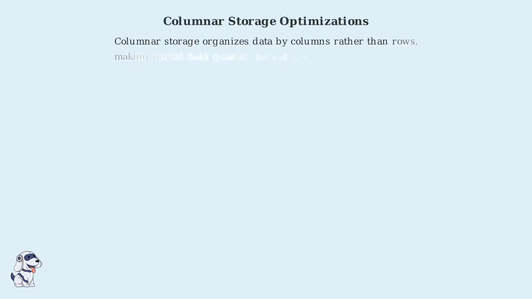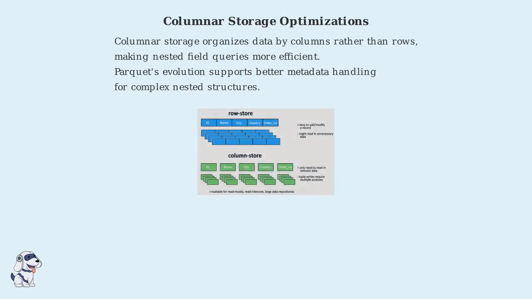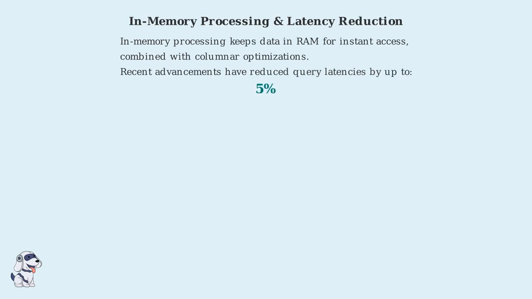Columnar storage optimizations have transformed nested JSON performance by organizing data vertically by columns instead of horizontally by rows. This approach allows queries to read only relevant columns, skipping unnecessary data. Formats like Parquet have evolved with improved metadata handling for nested structures, enabling faster scanning and compression of complex JSON data.